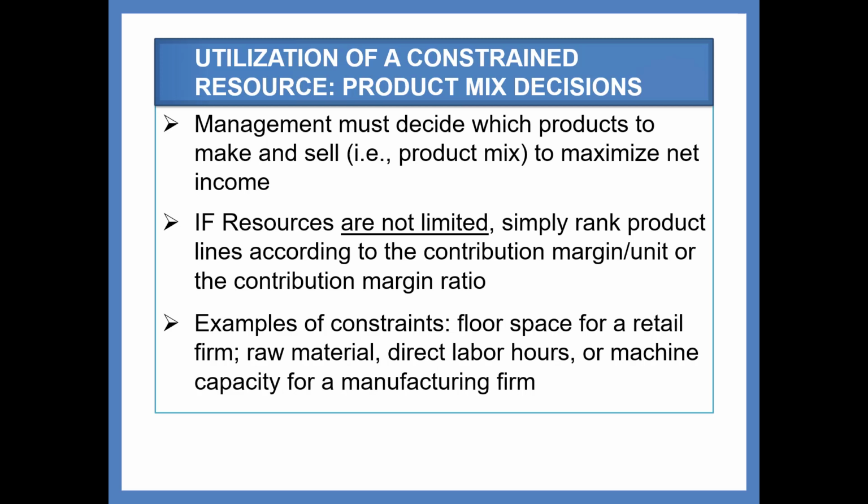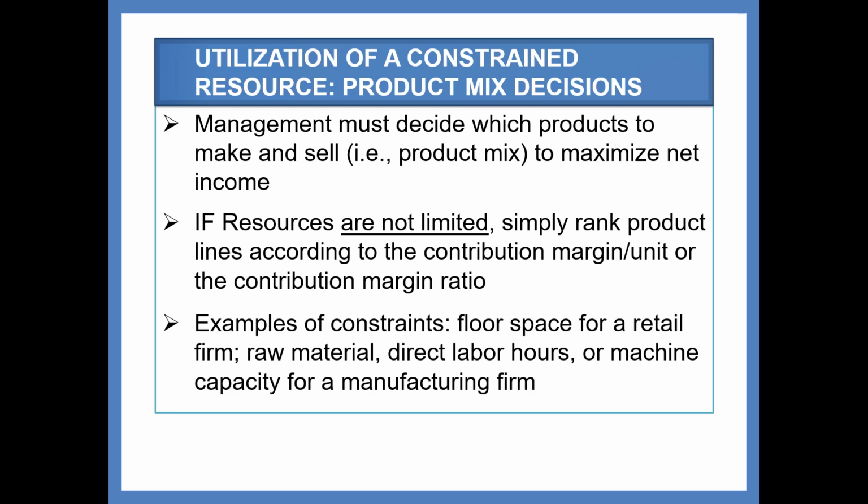All right, so any company that has more than one product is going to have to decide on what mix of products they want to produce. Do they want 40% of sales to come from product A and 60% from product B? They'll need to look at the profitability. Now, if resources aren't limited, they simply rank these according to the contribution margin per unit or the contribution margin ratio. That looks at what each one can contribute toward fixed cost and income.